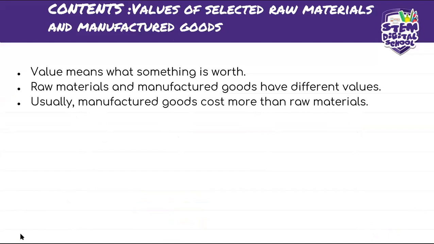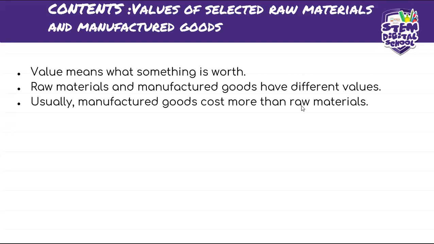So the content of our lesson is based on value. Value means what something is worth. So when we talk about values, it's the worth of something, okay? Raw material and manufactured goods have different values. They have different worth. Usually, manufactured goods cost more than raw material.